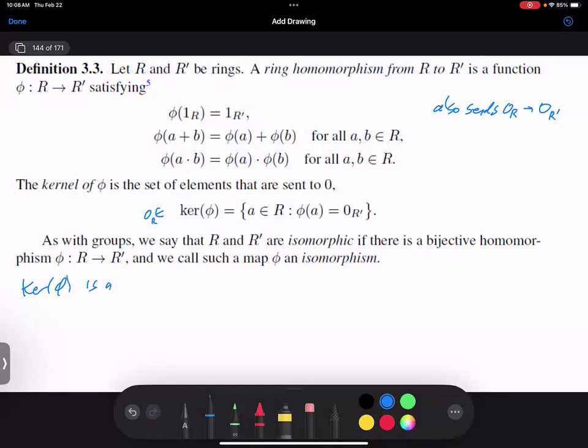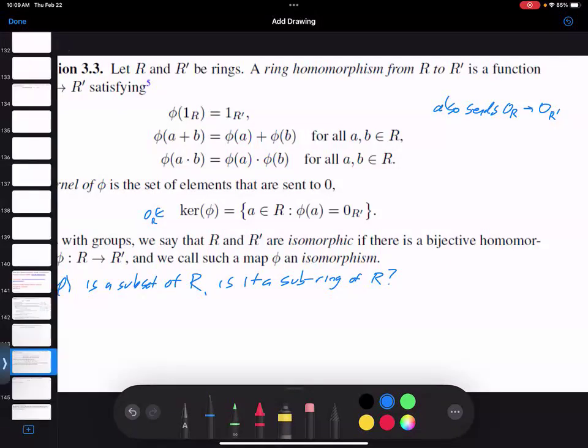Kernel phi is a subset of what? R. So you shouldn't be asking, is it a group? You should be asking, is it a ring? Is it a subring of R? So you could ask, is it a group under maybe addition? But actually, more than that might be true. Hopefully you can show that it is a subring of R. And we can go through and just do the standard calculations.